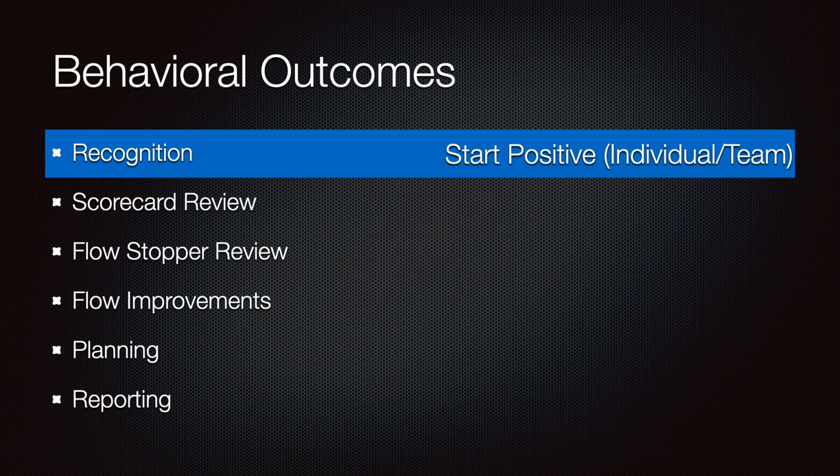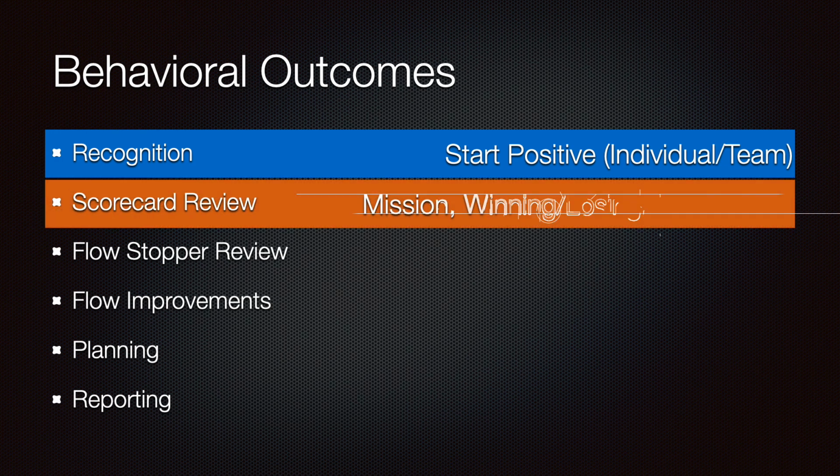So by focusing on recognition first, and again, this is where order does matter, you can see that starts the team out with a positive behavior, right? You focus on the positive things. Here's what this individual did to help improve the team. Here's what this team did to be recognized for the good things that we're doing. The next thing, scorecard review. That gets into reminding people of their mission, letting them know if they're winning or losing, and then sharing information to ensure that the team stays aligned with the organizational goals and mission.